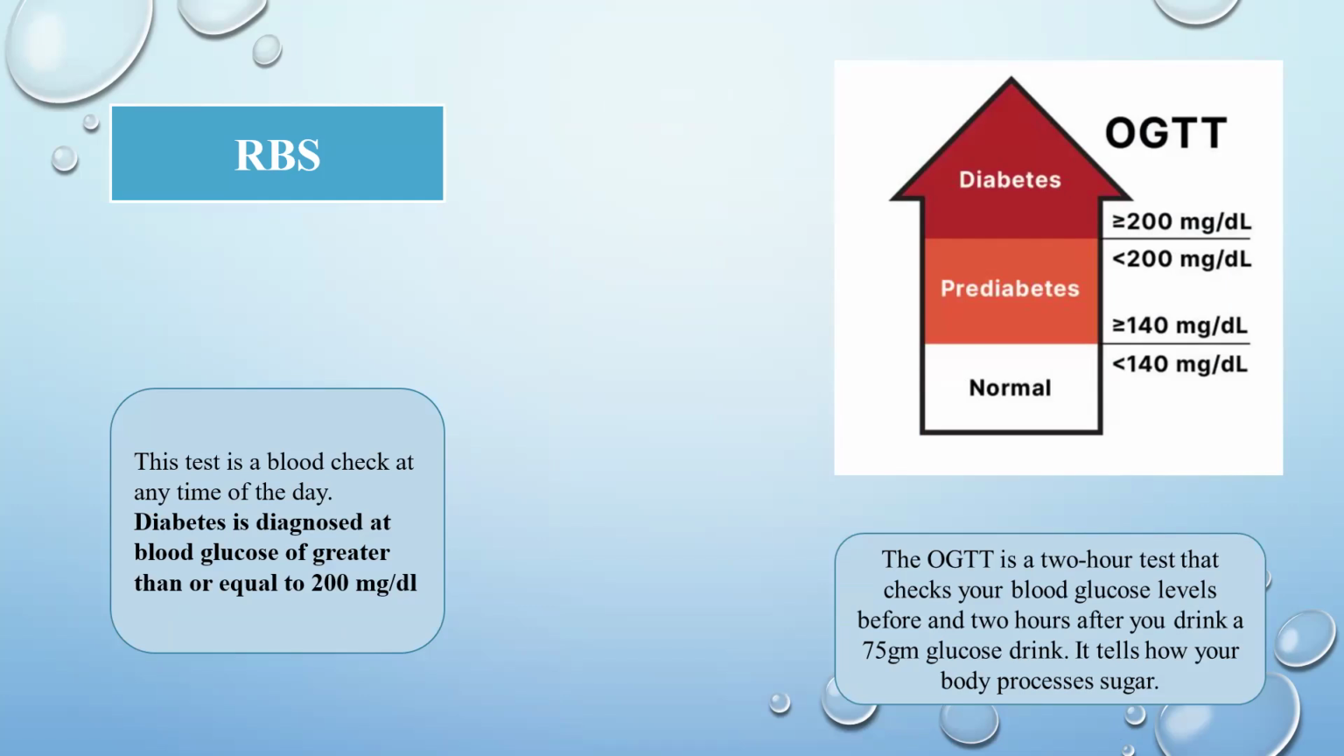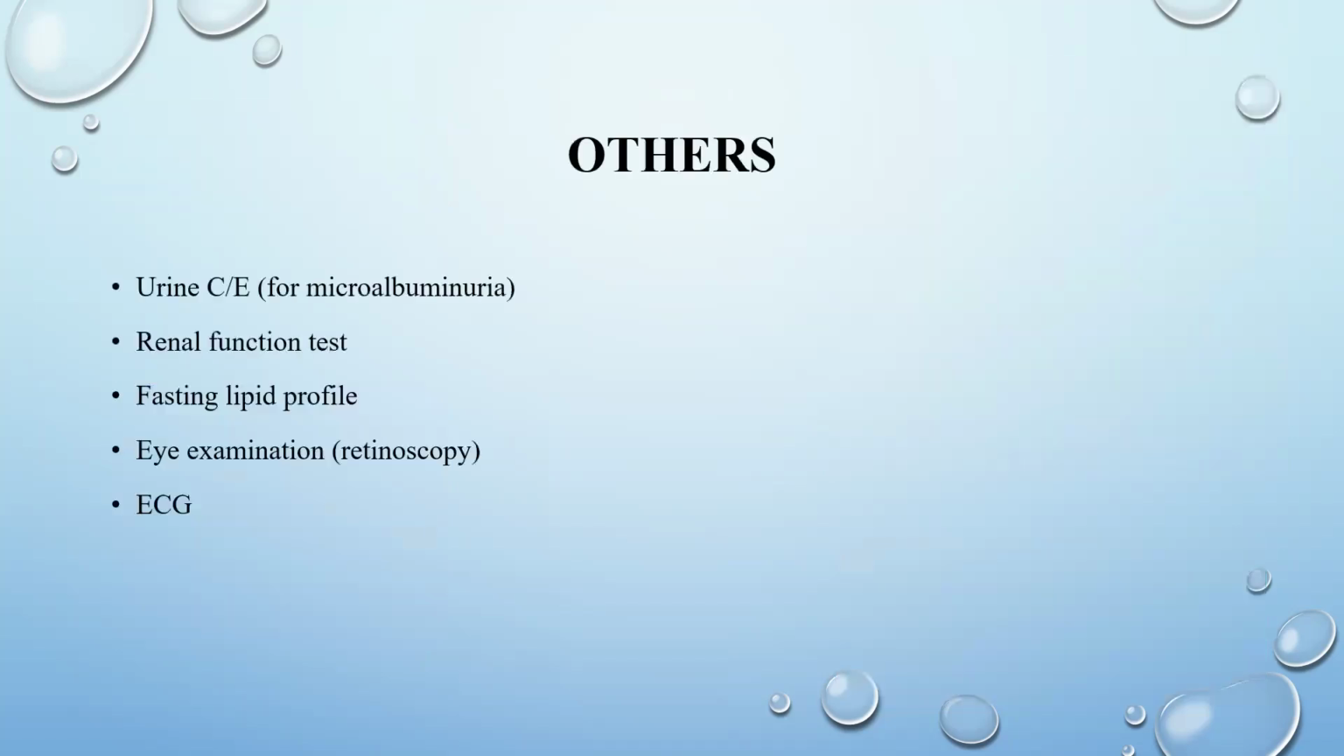While the OGTT, that is the oral glucose tolerance test, is usually performed in pregnant females, and it is a 2-hour test that checks your blood glucose level before and 2 hours after the patient is given a 75-gram glucose drink. It tells us how the body processes sugar. If the values are less than 140 mg per dl, it is considered normal, while if the levels are between 140 to 200 milligram per dl, it is considered pre-diabetic, while with levels greater than 200, the patient is labeled as diabetic.